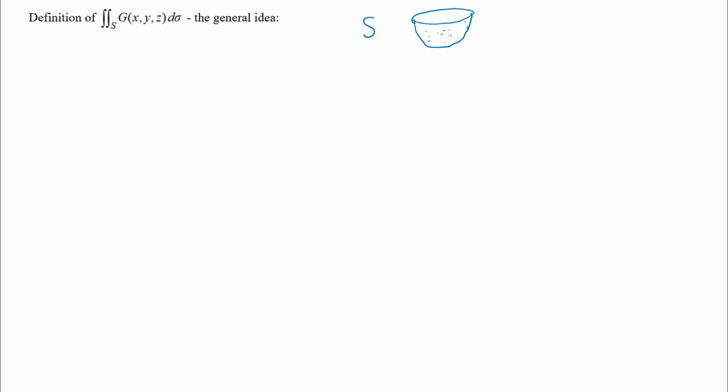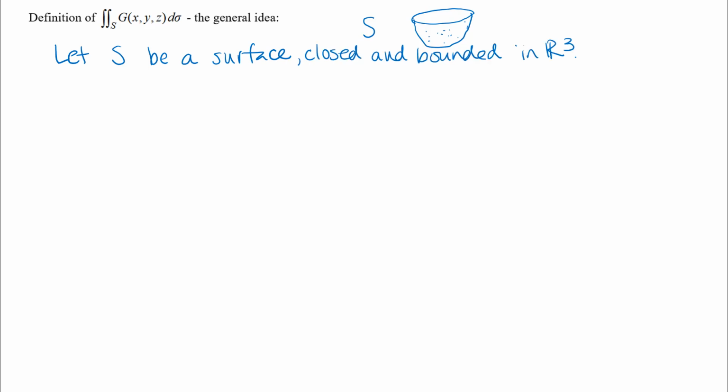As with all of our definite integrals, we need to make sure that we start with some region that we're going to integrate over and establish some criteria for that. So we want to start with S being a surface. We don't want that surface to go off to infinity, so we want that surface to be closed and bounded in R3. And we need our function, in this case I've used this capital G here, to be defined at all points on our surface. So all of the points on S are in the domain of our function.